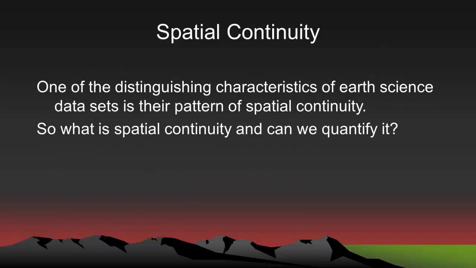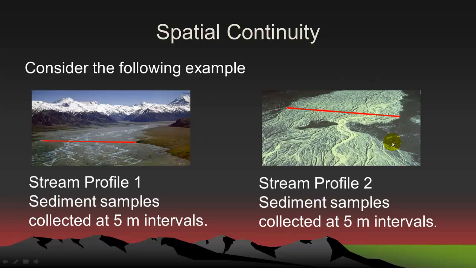One of the distinguishing characteristics of Earth science data sets is their pattern of spatial continuity. And so you might ask, what is spatial continuity, and can we quantify it? Well, let's consider the following example. Here we have 2 glacial streams, and on the left we have stream profile 1. Notice the red line across the stream.